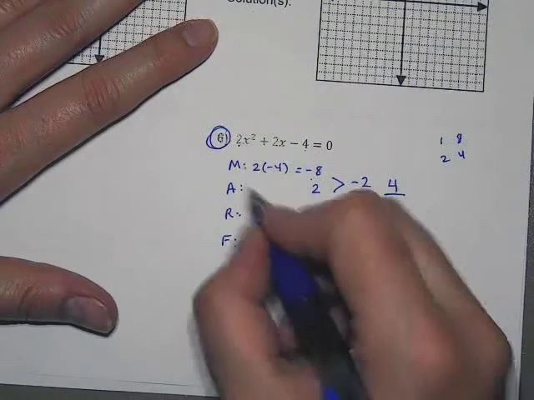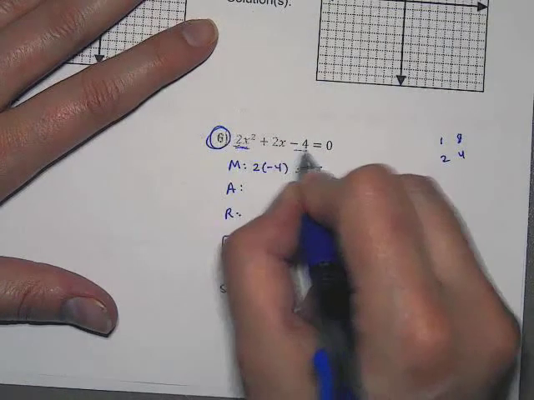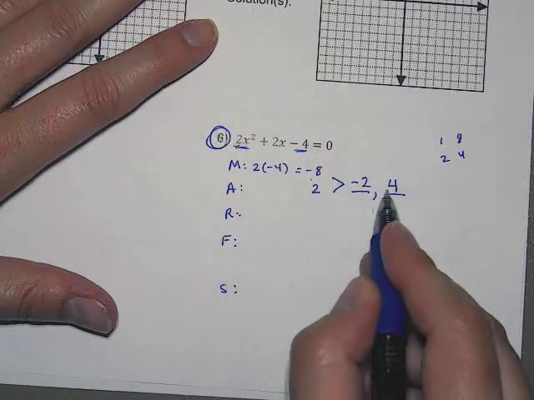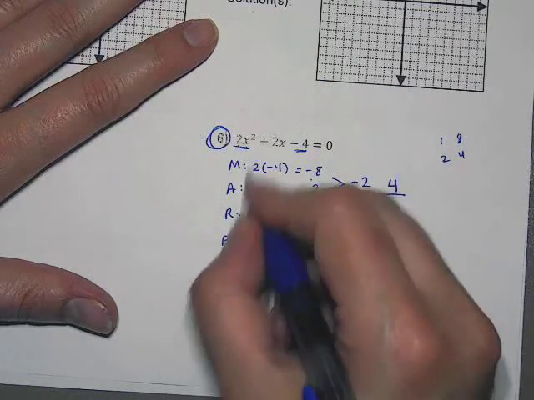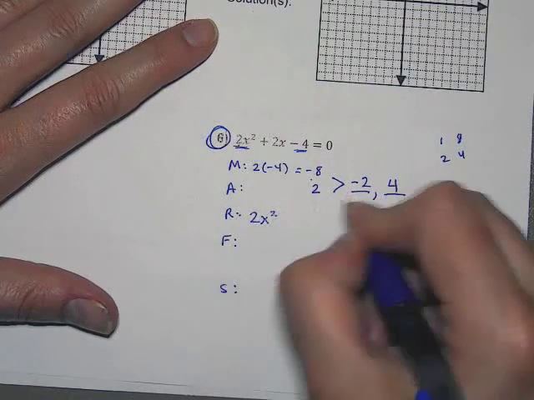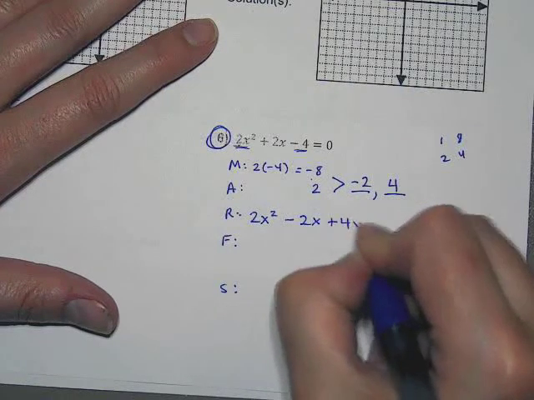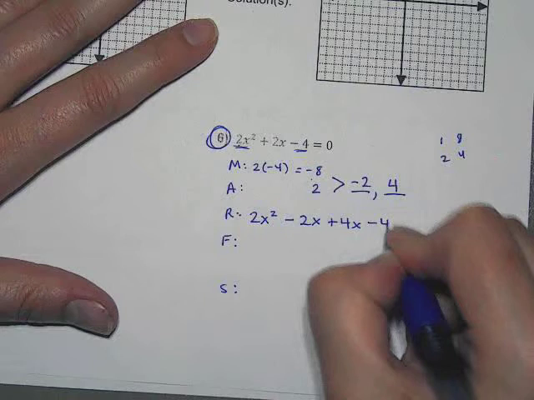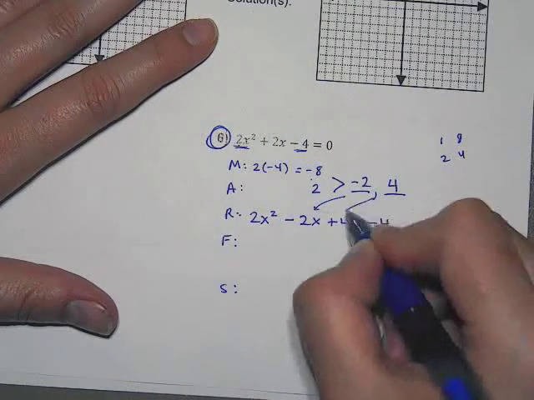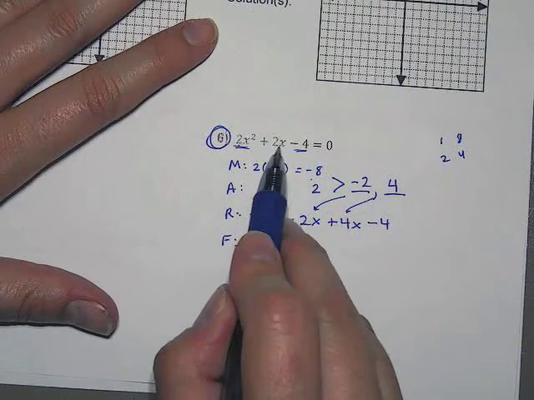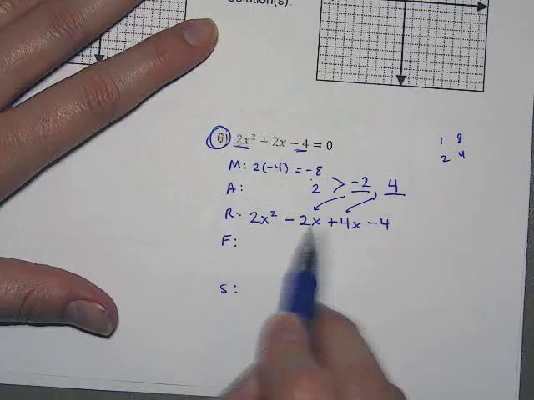Okay, then to restate, I start with the same first term and use the same last term, and I'm going to use these two numbers in the middle. So restate 2x squared, and now I'm going to use my magic numbers: -2x plus 4x, and then -4 for the end. So I used my magic numbers here in the middle, and because I had x in the middle of the original problem, I put x's on those magic numbers.